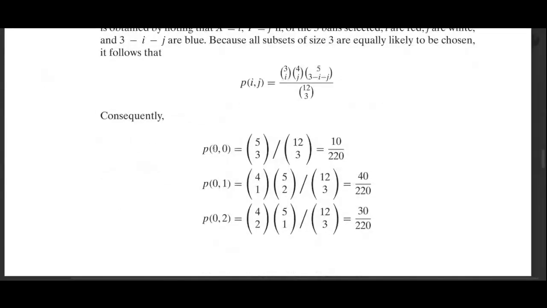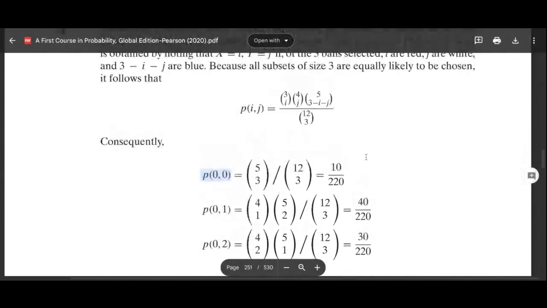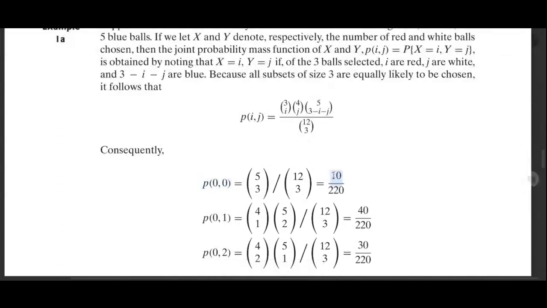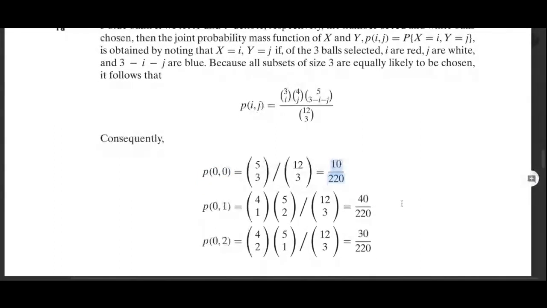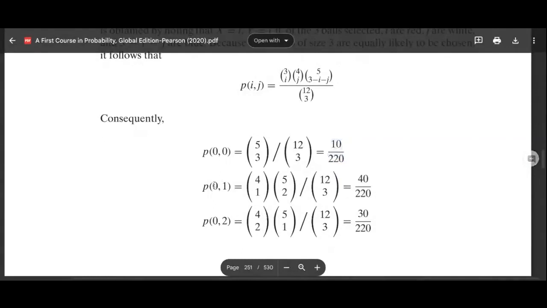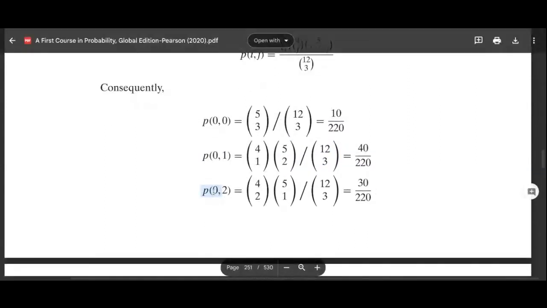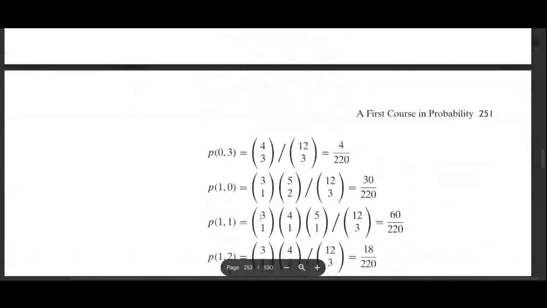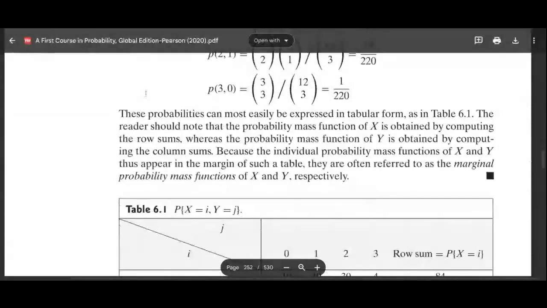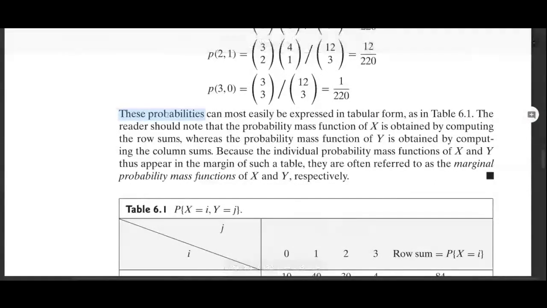So if we plug in some values, no red, no white, we get 1 over 22. No red, 1 white, plug in, we get this. And so on and so forth. So this probability can most easily be expressed in table form.